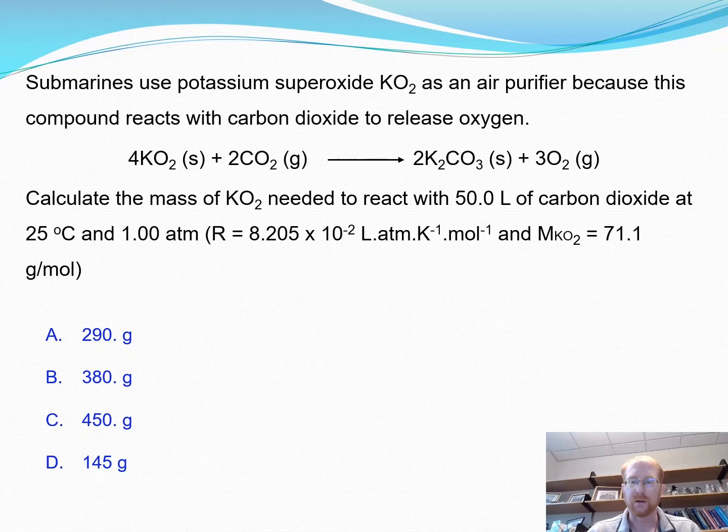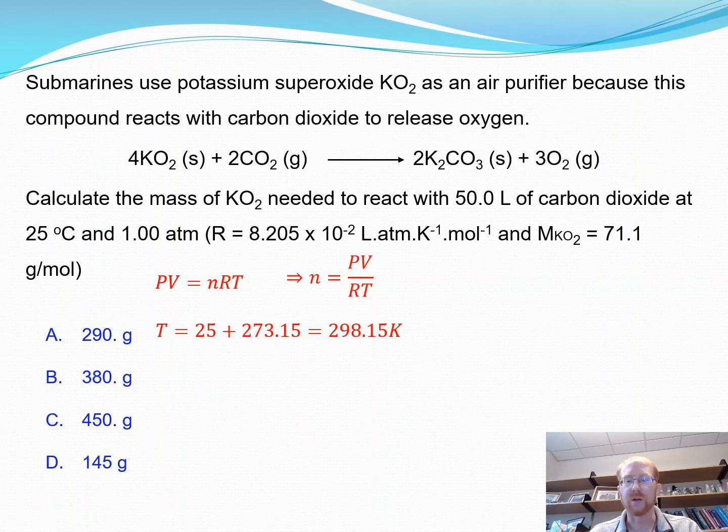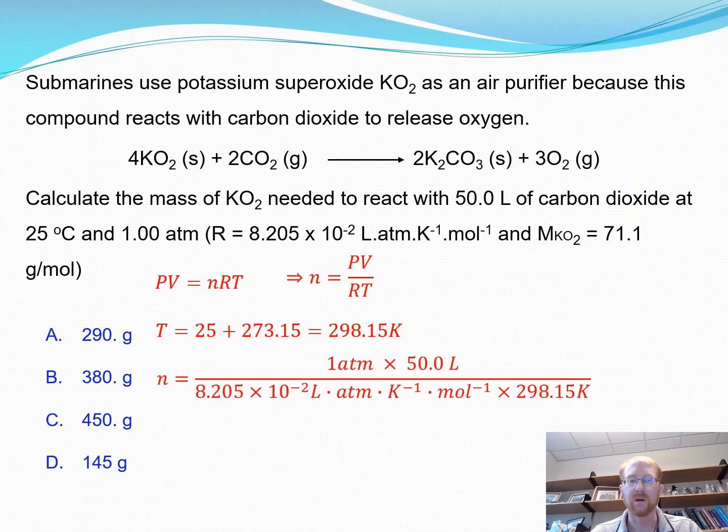All right. So we start with PV equals nRT. We're going to rearrange that to number of moles, so I'm going to divide both sides by R and T. So number of moles is PV divided by RT. Now it's just a matter of getting things into the right units. So we'll convert our temperature to Kelvin. So I'm working with 298.15 Kelvin.